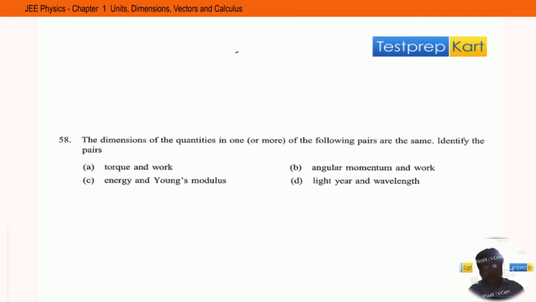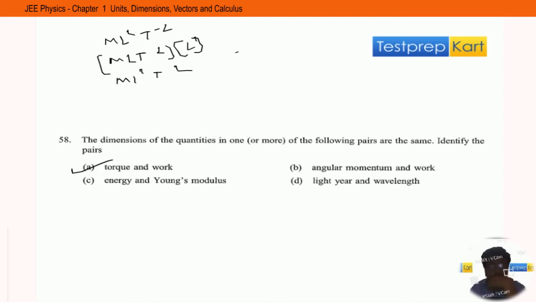In this particular situation, the dimensional formula of torque, first of all, we need to understand. The dimensional formula of torque is M L square t to the power negative 2, and work means force times distance, that is M L t to the power negative 2 times L, so we get M L square t to the power negative 2. So both are the same. Now let's check another.